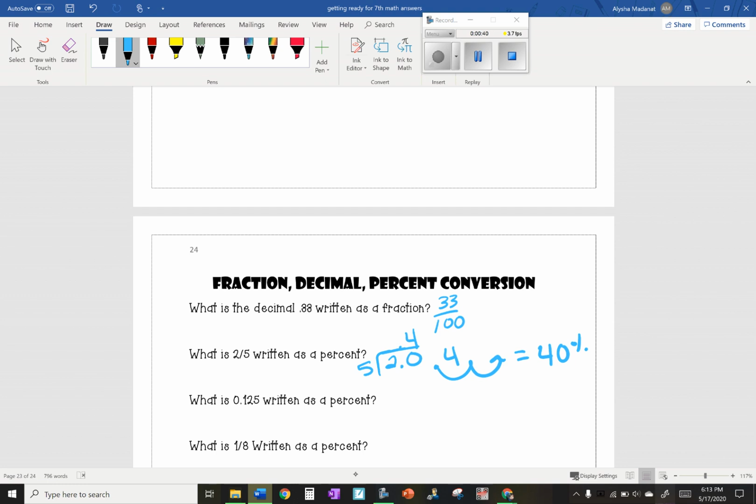So now decimal into fraction, you're going to write it as you read it. So 125 thousandths. And then you're going to simplify that. No, sorry. To put a decimal as a percent, you're going to move it 2 places to the right. So this is going to be 12.5% from the next problem.